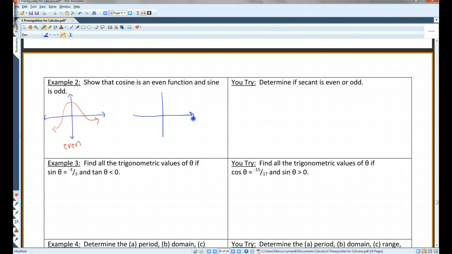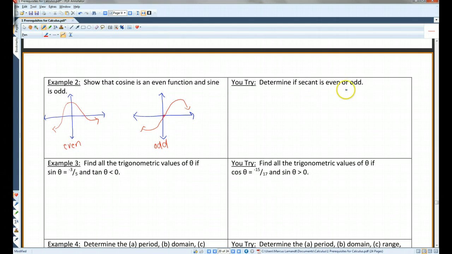Sine looks very similar. It goes like this. And then it just keeps going like that, kind of in waves, and this is supposed to hit 0, 0. Notice how it's symmetric about the origin. That makes it odd. You could prove this algebraically also, but I think it's easier to do it graphically.